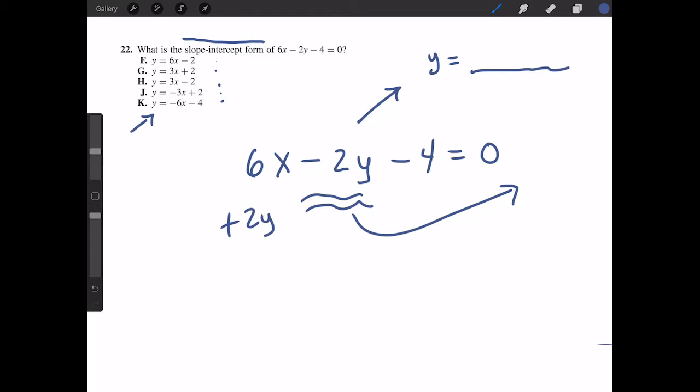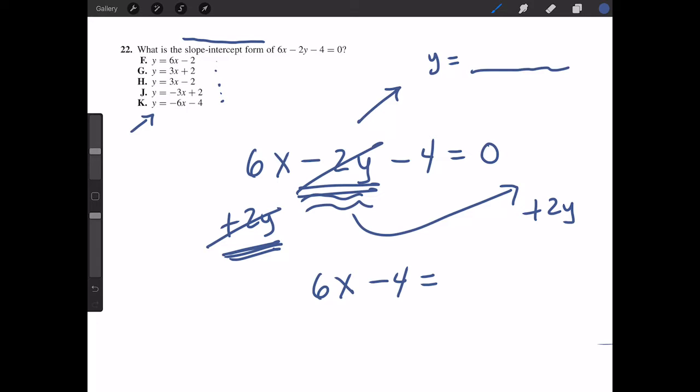Look what happens when I add two y's to both sides. On the left side, we end up with 6x minus 2y minus 4 plus 2y. Well, subtract 2y and add 2y, you're essentially canceling that. You're left with 6x minus 4. On the right side, you end up with 0 plus 2y, and that simply means 2y. Now, the last step would be to divide both sides by 2 because you're isolating the y, and the y is currently being multiplied by 2. So dividing the entire left side and the entire right side.